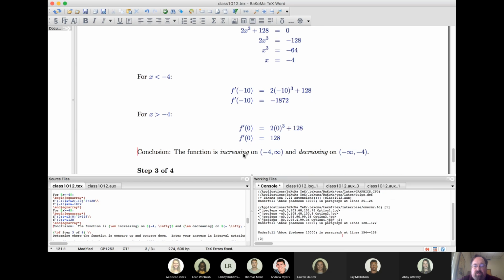So wherever Hawks asked if the function is increasing, this is the interval. So from minus 4 off to infinity. So for x greater than minus 4. And then because we got a negative value here, it's decreasing from minus infinity up to minus 4.